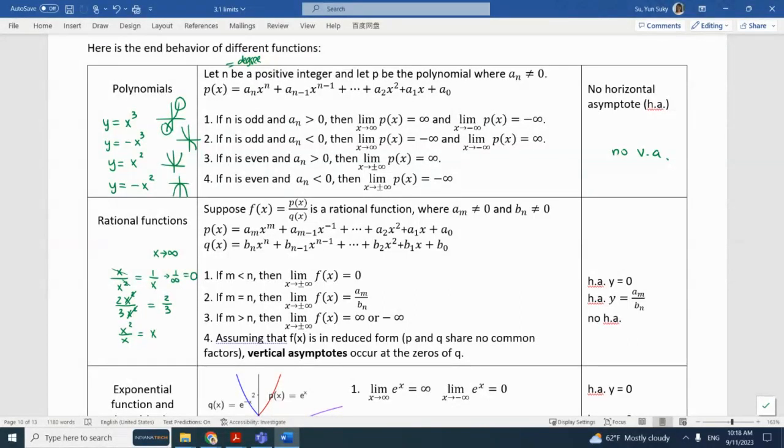Assuming that f of x is in reduced form, p and q share no common factors, then vertical asymptotes occur at the zeros of the denominator. Do you remember when we find vertical asymptotes of a rational function? We factor it, right? So you cancel the common factors, then you get the lowest form. Whatever makes the denominator 0 in the lowest form is going to be your vertical asymptote. Okay, everybody? Yes. So this is what it says. Okay, good. Let's keep going.